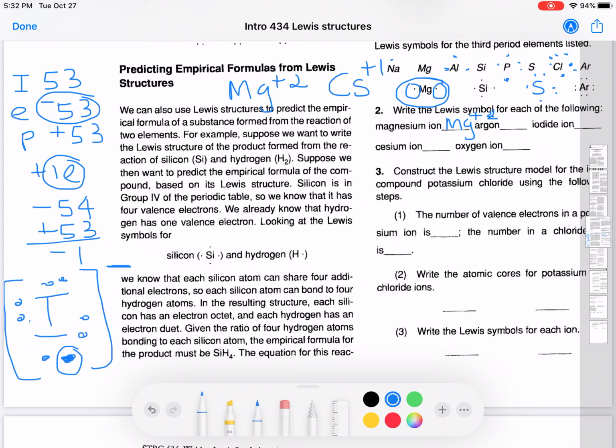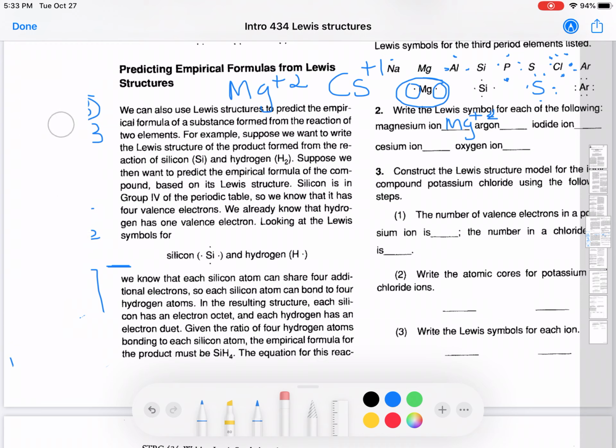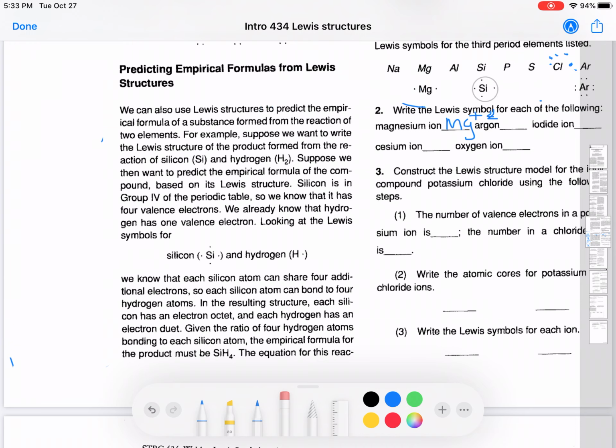Oxygen, what is the group number oxygen is in? Can you refer to your periodic table and tell me what is the group number for oxygen? Remember, I showed you how to number the main groups, 1, 2, 3, 4, 5, 6. So oxygen is in group 6, meaning how many valence electrons does oxygen have? Oxygen has 6 valence electrons. So if it has 6 valence electrons, then you will write the Lewis symbol for oxygen as 1, 2, 3, 4, 5, 6.